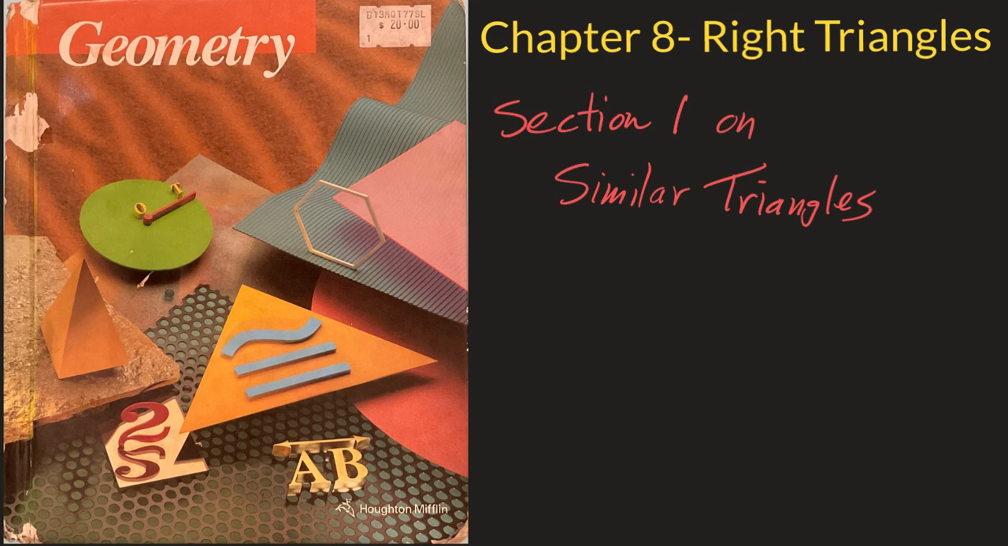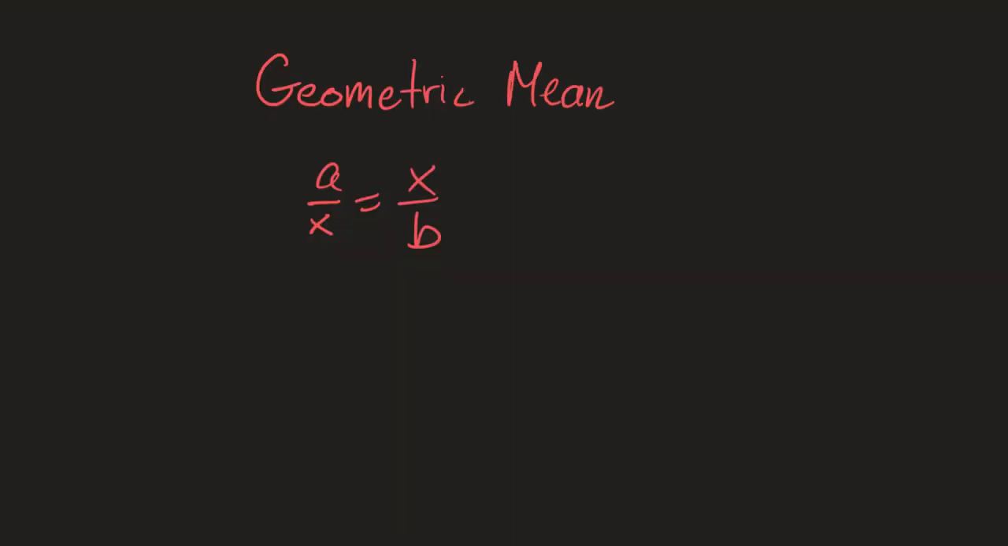I happen to be using this geometry book here that I got from a friend, and I'm going to talk about chapter 8, special right triangles, and I'm focusing on section 1, which is on similar triangles. And one of the first ideas they express is the geometric mean.